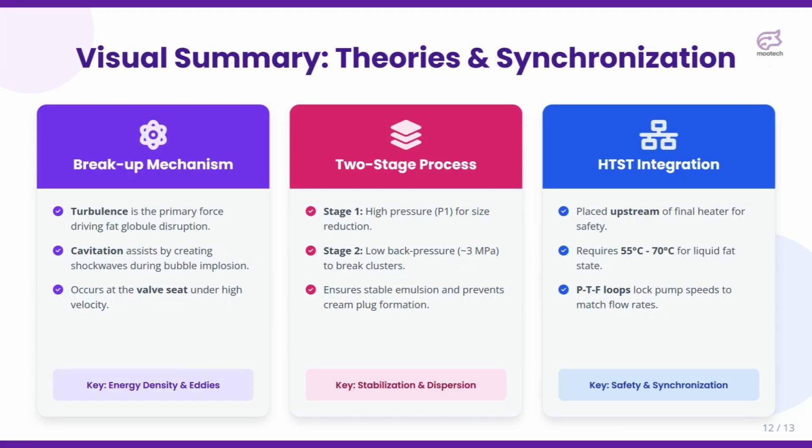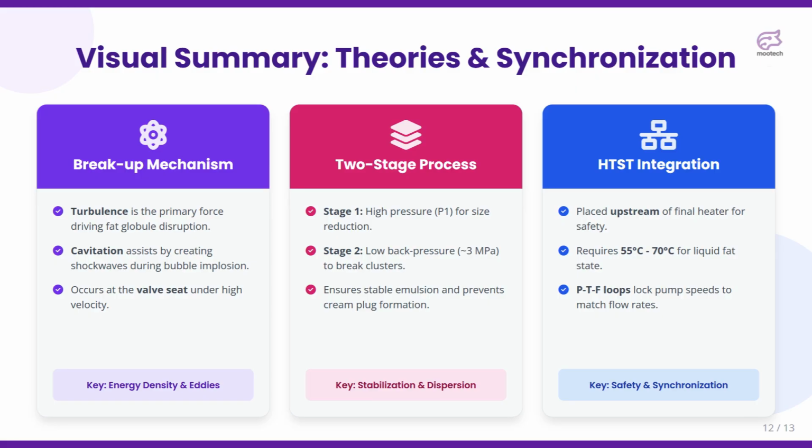Breakup mechanism: turbulence is primary, cavitation assists, shear contributes. Two-stage process: stage 1 reduces size, stage 2 prevents clustering. HTST integration, placed upstream of final heater, requires 55 to 70 degrees Celsius inlet temperature. PTF loop ensures synchronization. The key themes are energy density, stabilization, safety.